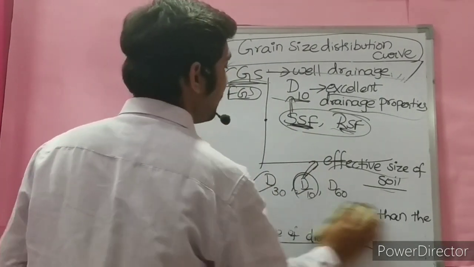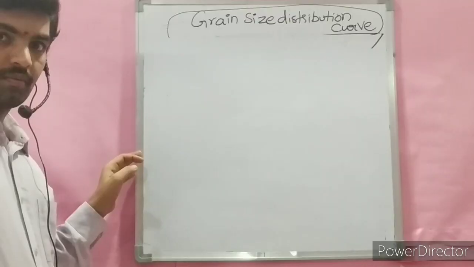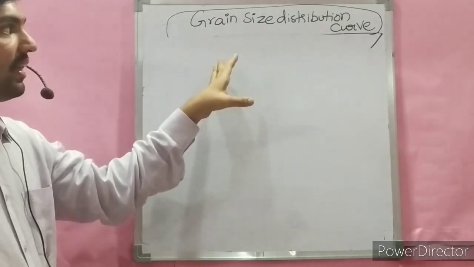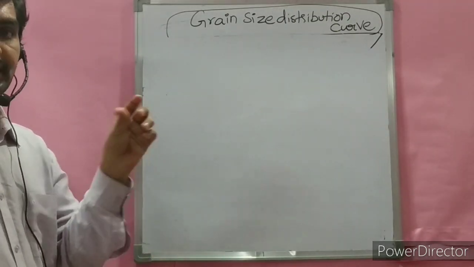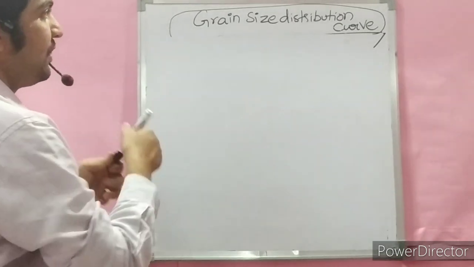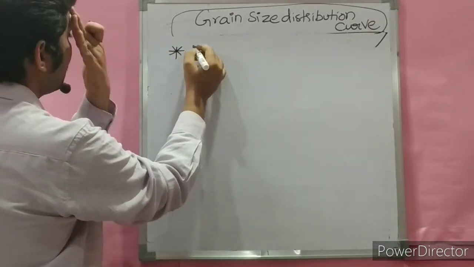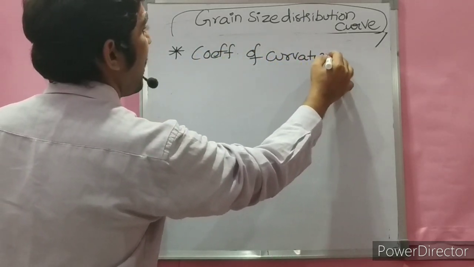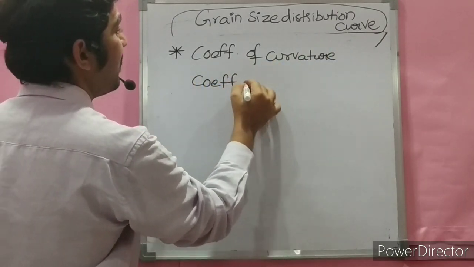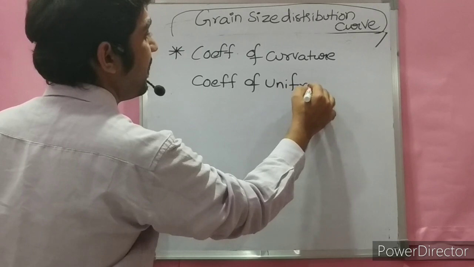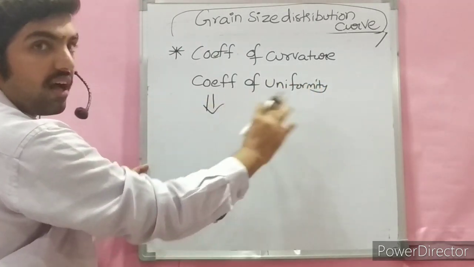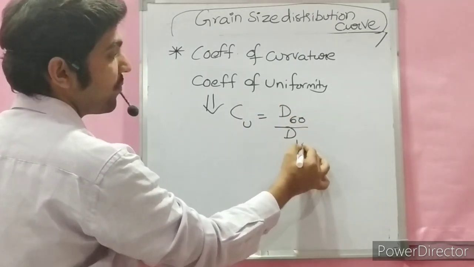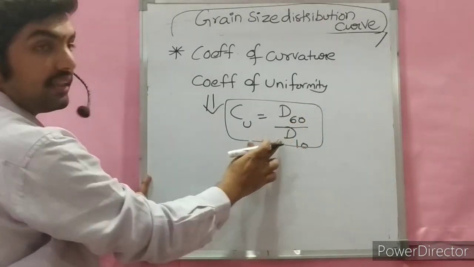So some terms are there here. This is the grain size distribution curve. Coarse grained soils are used for railway sleepers because they have excellent drainage properties. The next two important terms are frequently asked in exams: coefficient of curvature and coefficient of uniformity. Coefficient of uniformity, denoted by Cu, represents the range of particle sizes, and is the ratio D60 to D10. This ratio is important: D60 to D10.